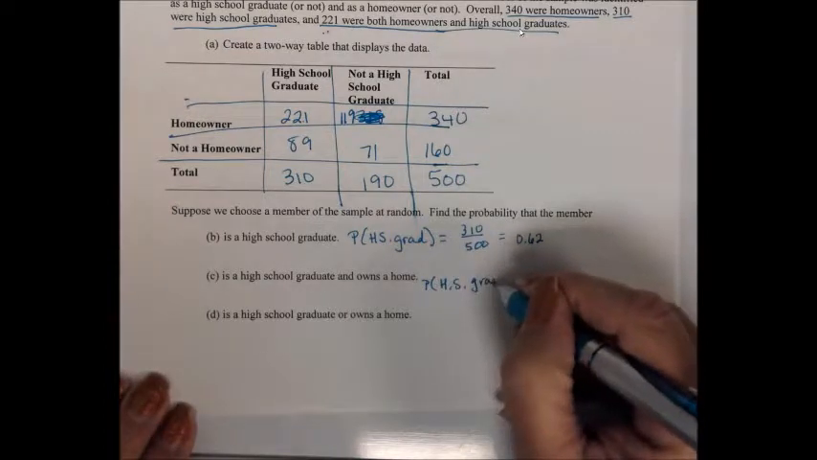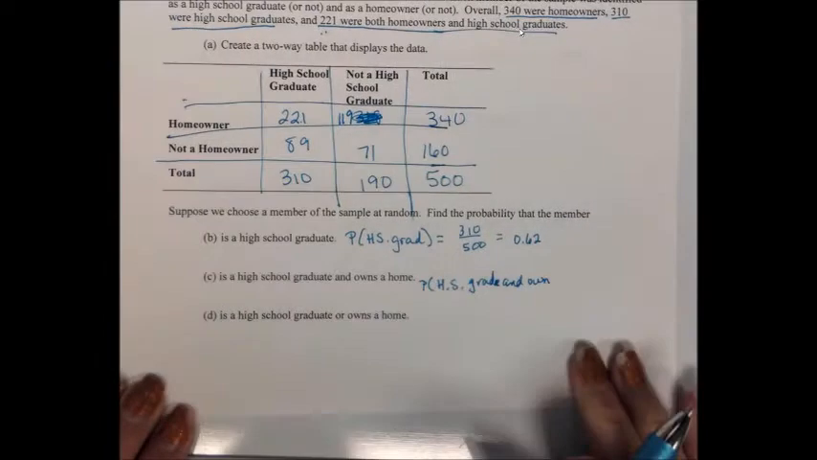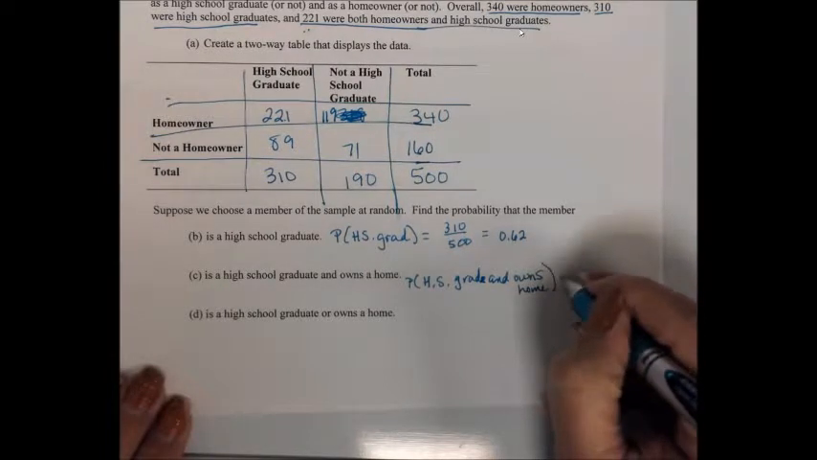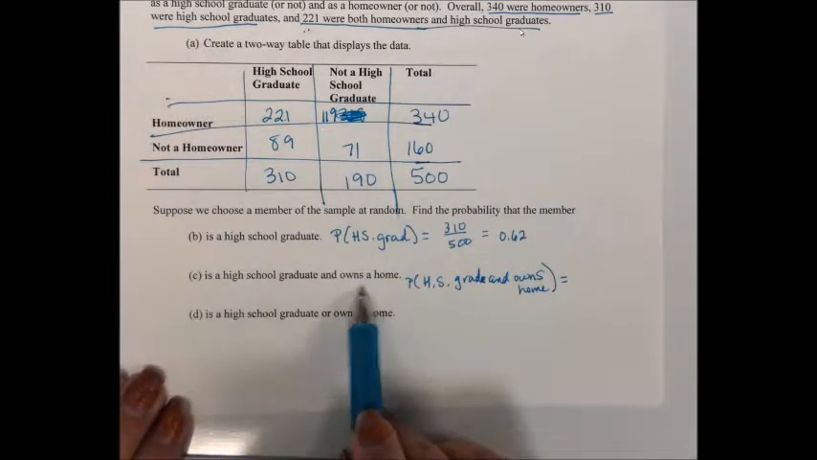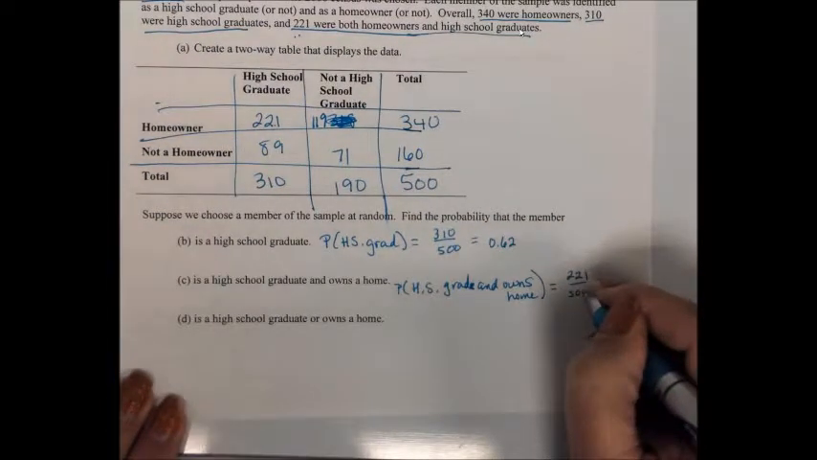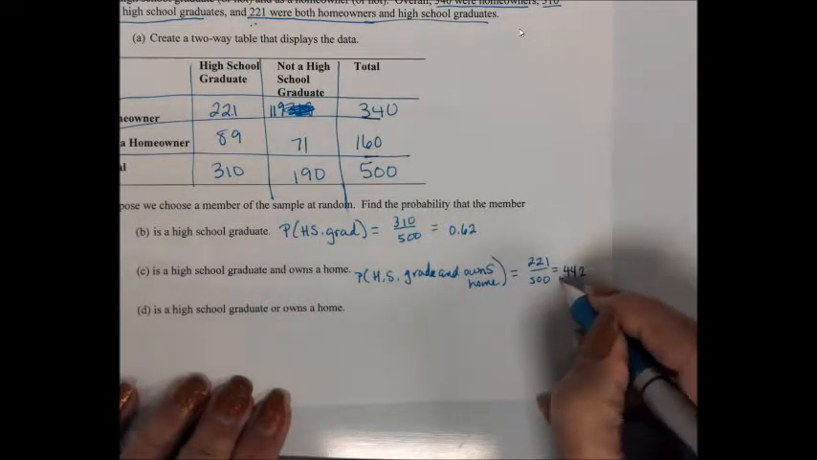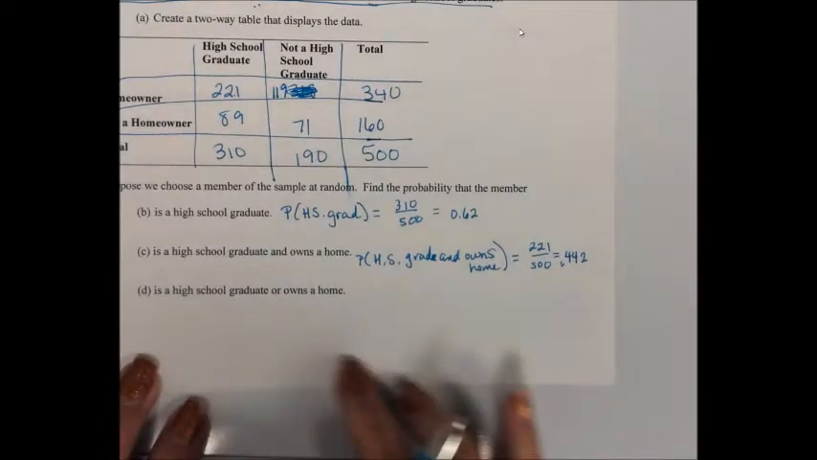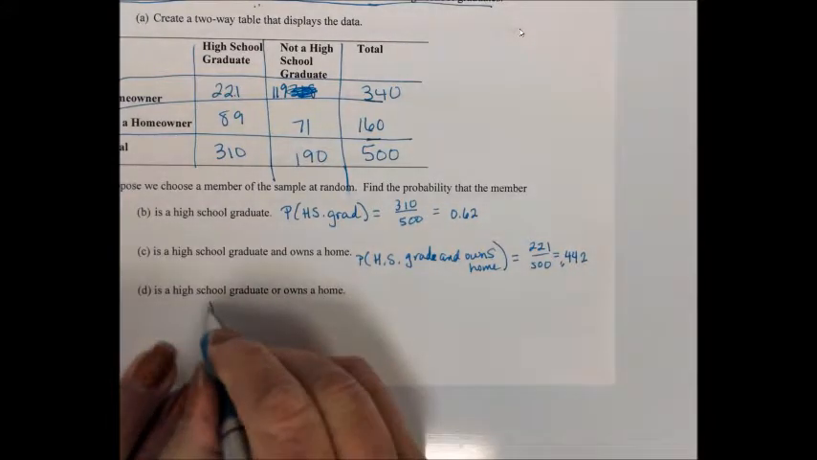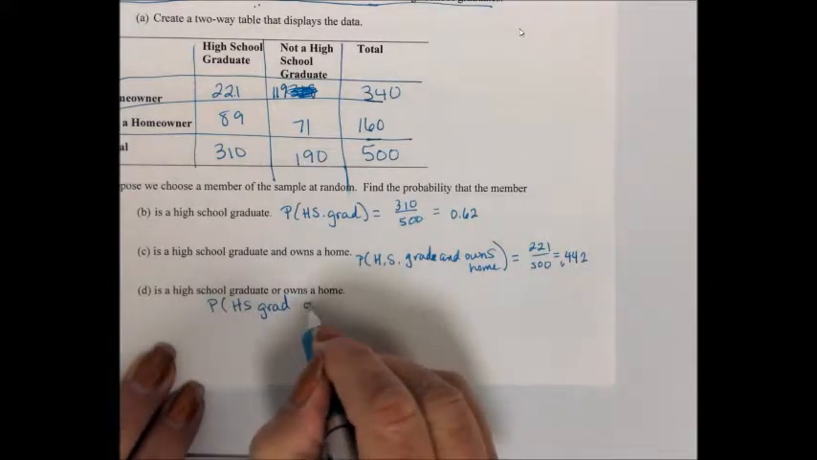High school graduate and owns home. So high school graduate and owns home, that was our 221 out of the 500. So that is about 44% or 0.442. What's the probability that they are a high school graduate or owns home?